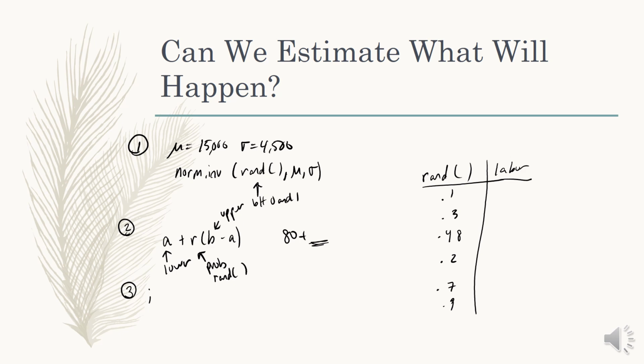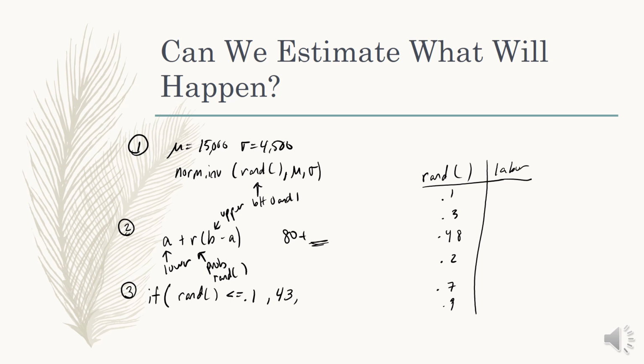So what we can say is that 10% of them would give us a 43. So if you go back to that chart, the probability of getting 43 was 10%. We'll say if the random number is less than or equal to 0.1, then the labor cost is 43, because we want 10% of the numbers to give us 43 as the cost.